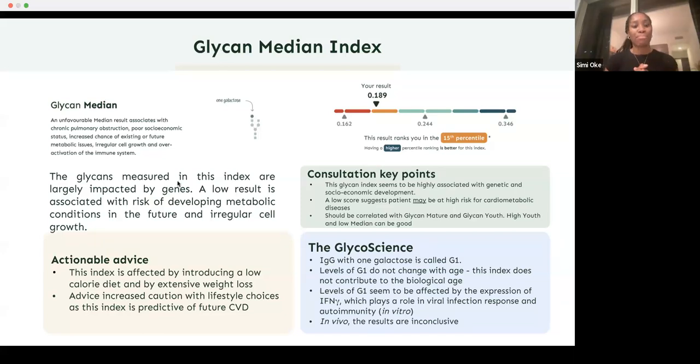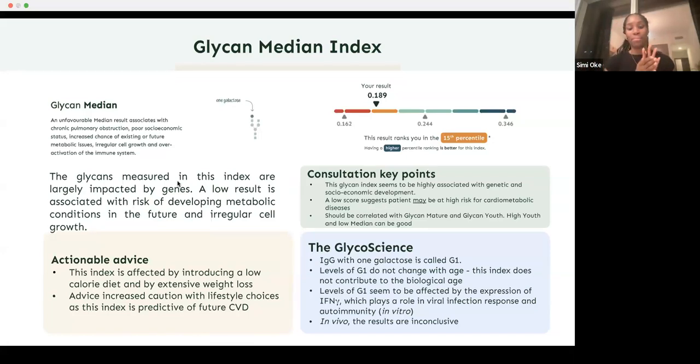Okay, so as I was saying, what we see is that if you have a low result, it tends to be associated with this risk of developing metabolic conditions in the future, and sometimes it can be associated with irregular cell growth. When we think about this one, the actionable advice around it is about introducing a lower calorie diet. Weight loss can be helpful for this, as you can imagine. If it's signaling metabolic disease, what we know is that metabolic disease really does respond to weight loss, and advising, and of course increased caution with lifestyle choices, especially because this index is particularly predictive of future cardiovascular disease.